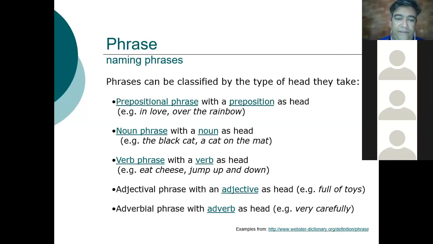Ok. Después tenemos las verb phrases, with a verb as a head. Las llamamos verb phrases ¿por qué? Porque casi siempre tenemos el verb como un head. ¿Ok? Eat cheese. Jump up and down. Cuando nosotros utilizamos ese tipo de verb phrases, a veces lo utilizamos como commands. ¿Ok? Commands o frases imperativas.